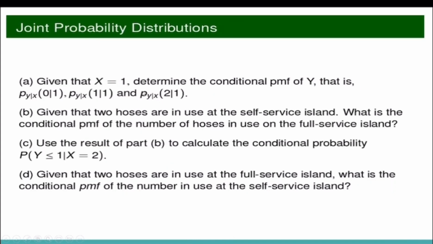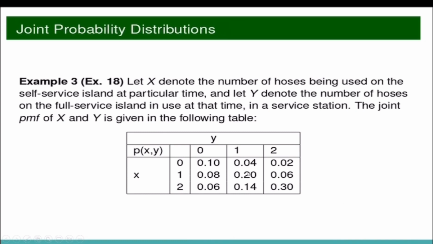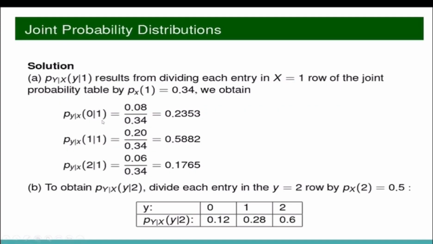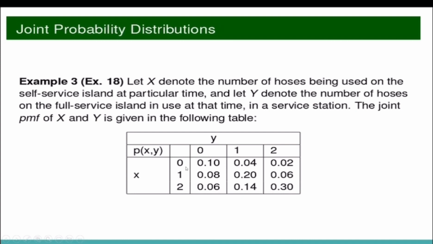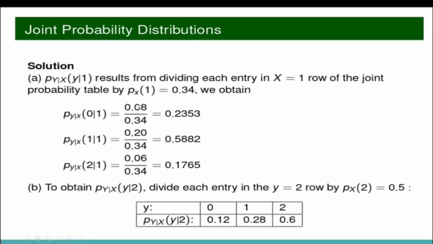Let me walk you through that again. X equal to 1, you're focusing on this area. For X equal to 1, you sum that over the range of Y. When you add that up, that will give you 0.34. Now, when you have 0.34, how do I get the numerator? You look at where Y equal to 0, X equal to 1. That would be 0.08. So it is 0.08 divided by the totality. That's what you have here, right?